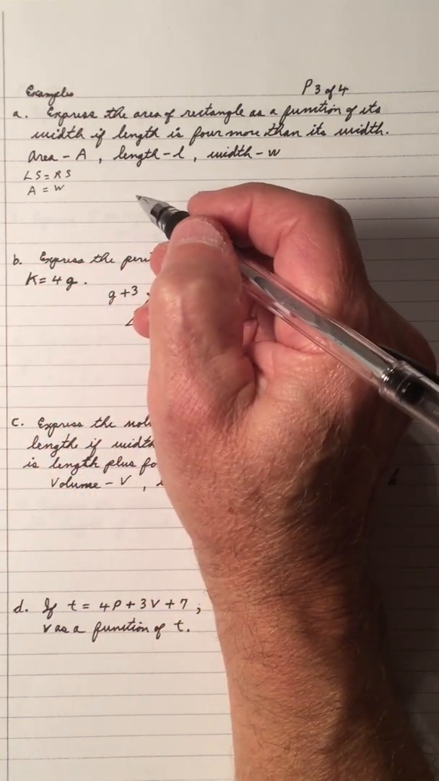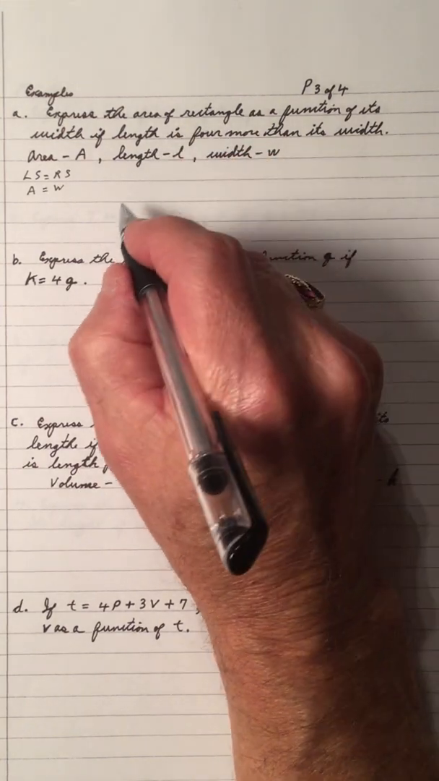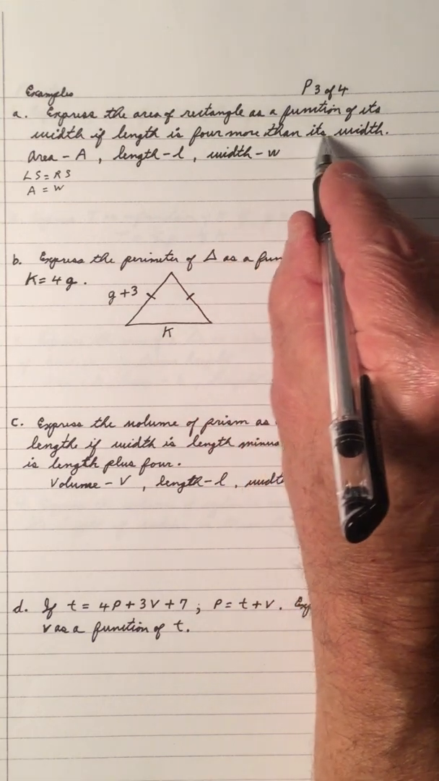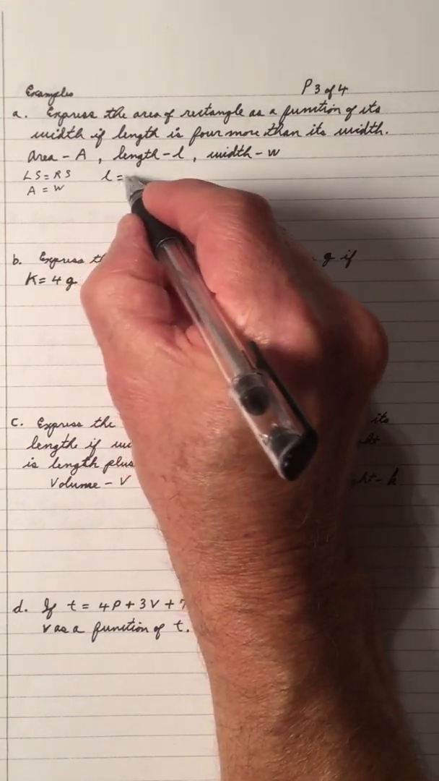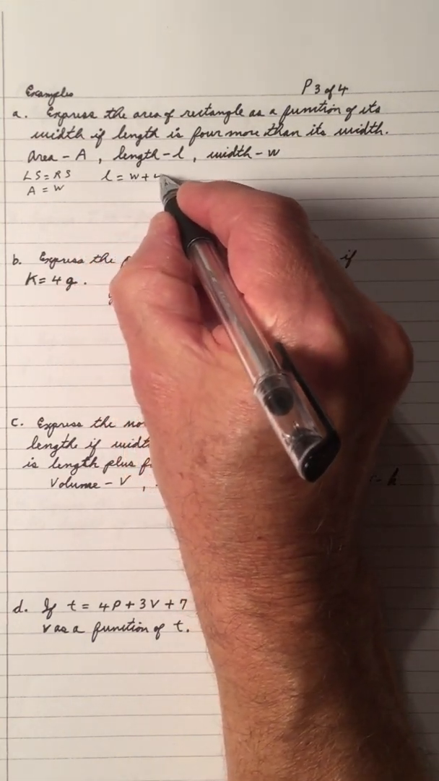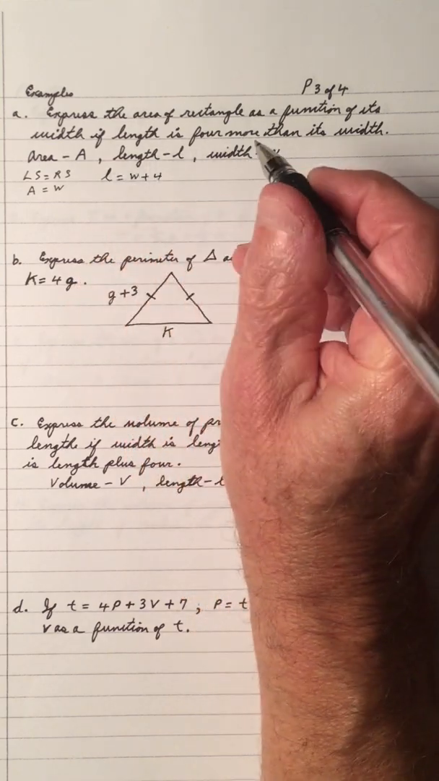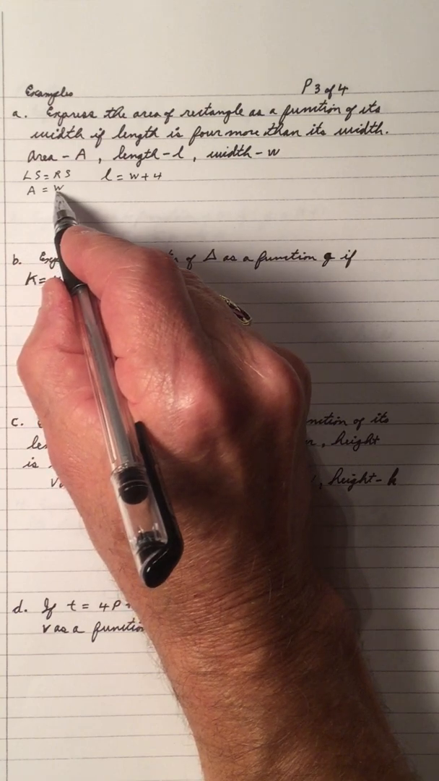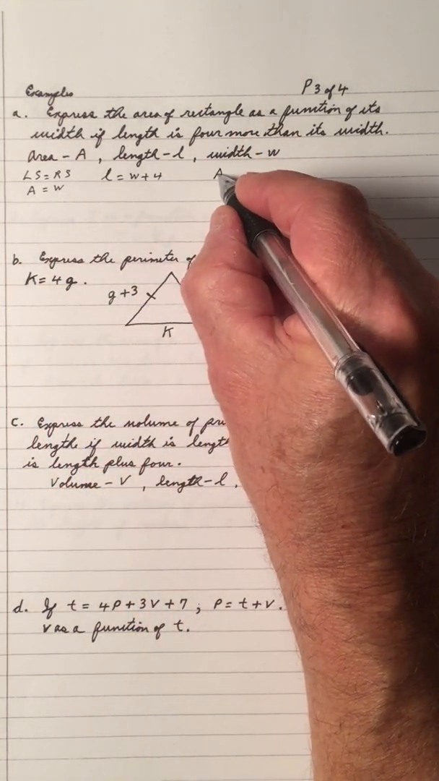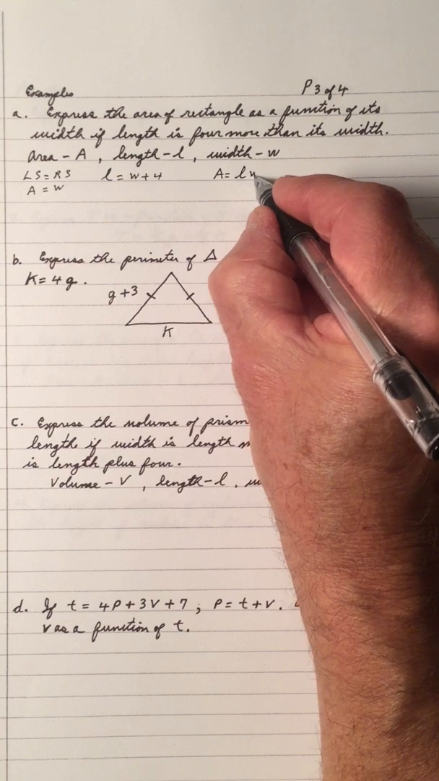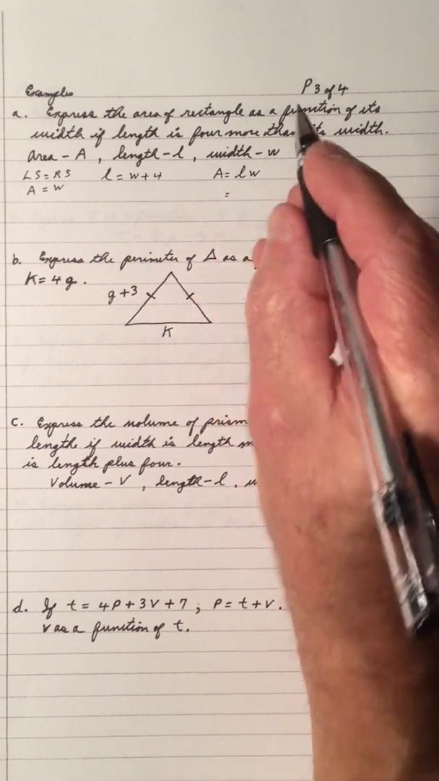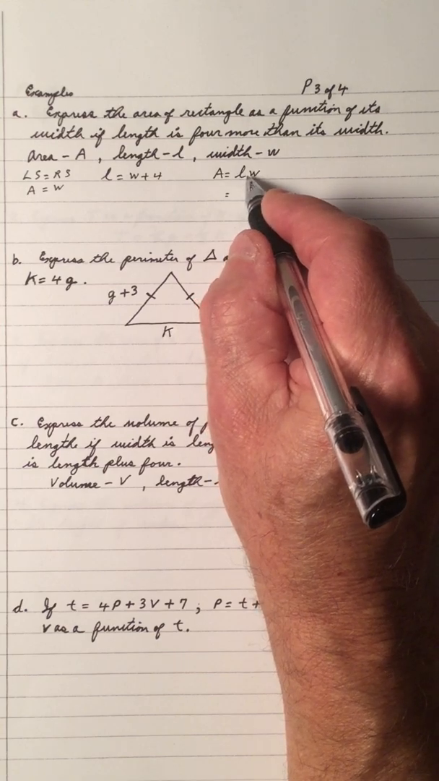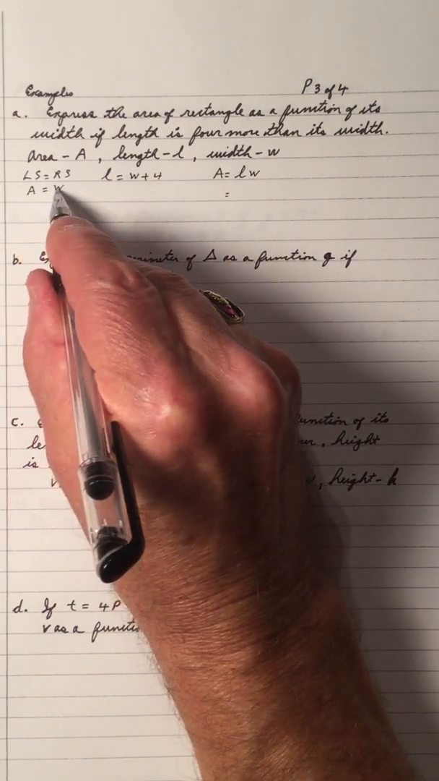And here we go. Let's explain. So what we have is, the length is 4 more than the width. So the length is the width plus 4. That's the relationship between the length and the width. So we want the area as a function of the width. The area of a rectangle is length times width. But that's the area as a function of two variables. We only want the area as a function of w.